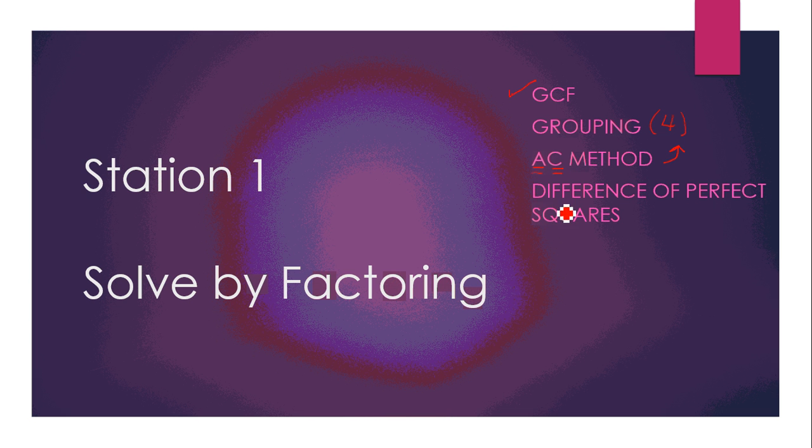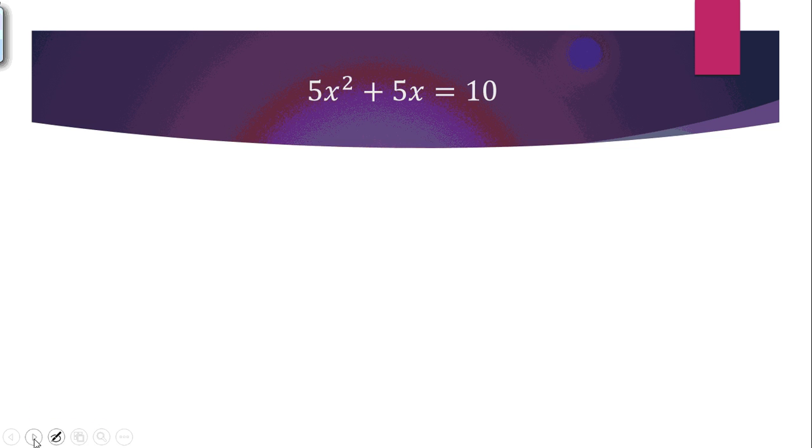And then difference of perfect squares, remember, means that you need to have a subtract sign with perfect square numbers, like 4, 9, 16, 25. Don't forget even the number 1 is a perfect square since the square root of 1 is 1. So all of these methods are doable for us anytime we have to solve by factoring. Now let's take a look at one example here.